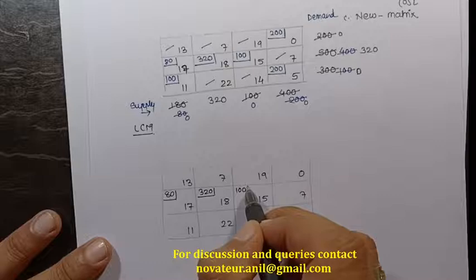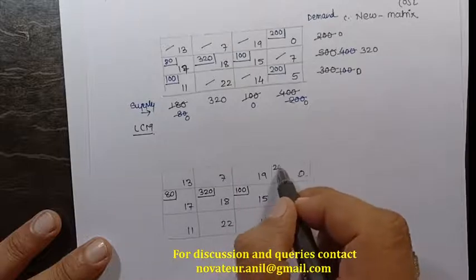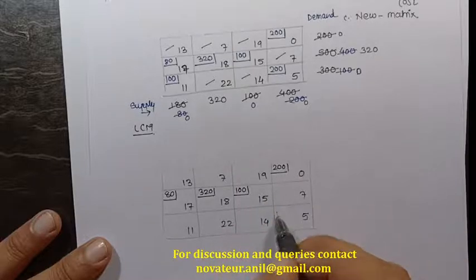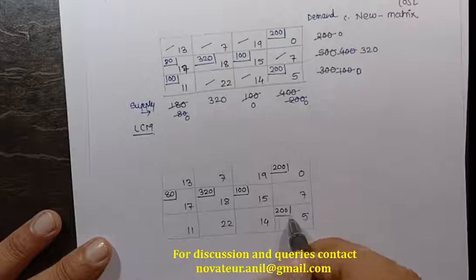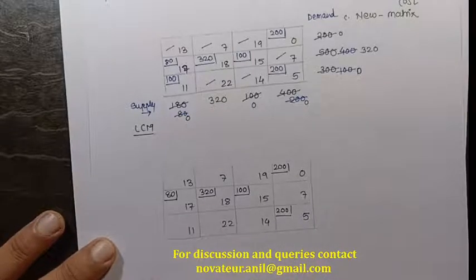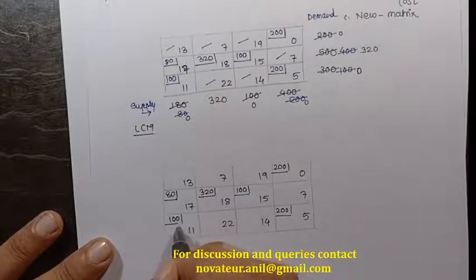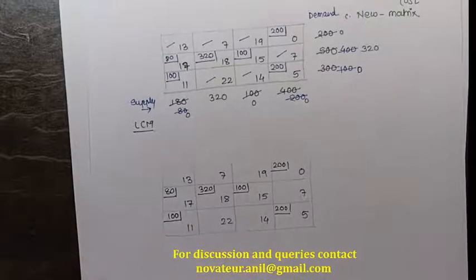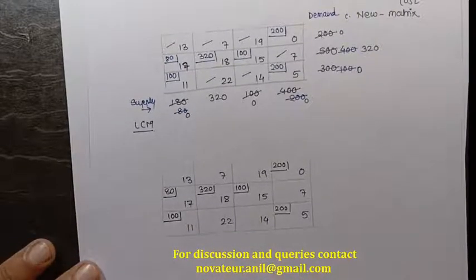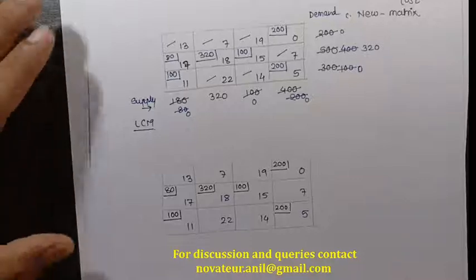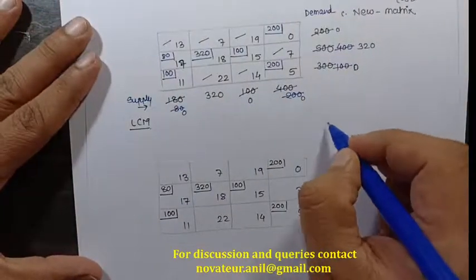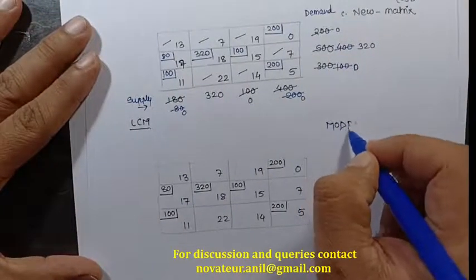Really friends, if you do the calculations rightly, any of the methods will be okay. There is no such preference. So this is my new matrix available. Now once this is done, you know how to solve this. I'm going to solve this with the help of the MODI method, that is, the modification method.